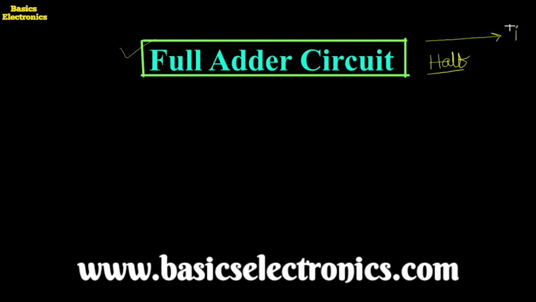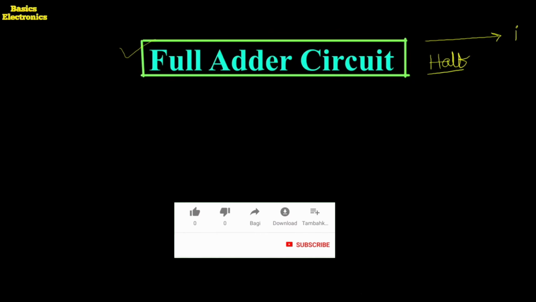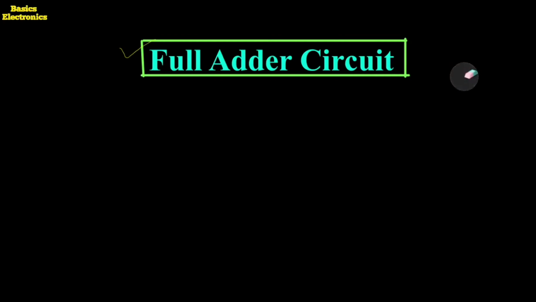Okay, here we have to see the full adder circuit, but that full adder we have to construct by using three AND gates, one XOR gate and one OR gate. Here there are various types of questions which are asked on this full adder.